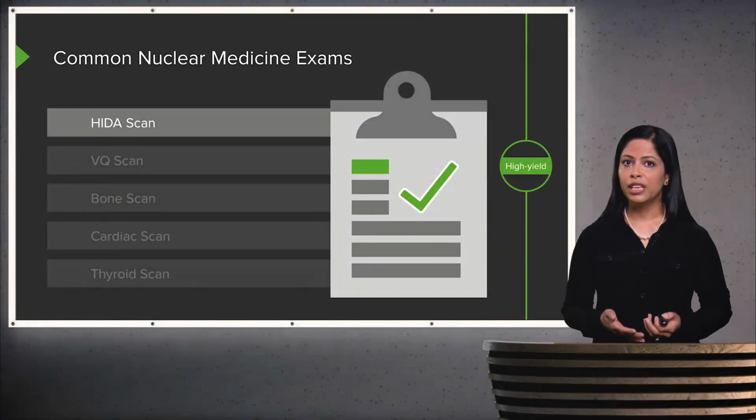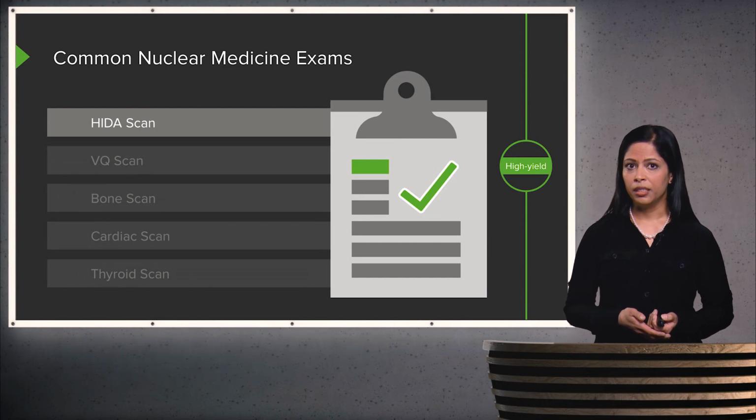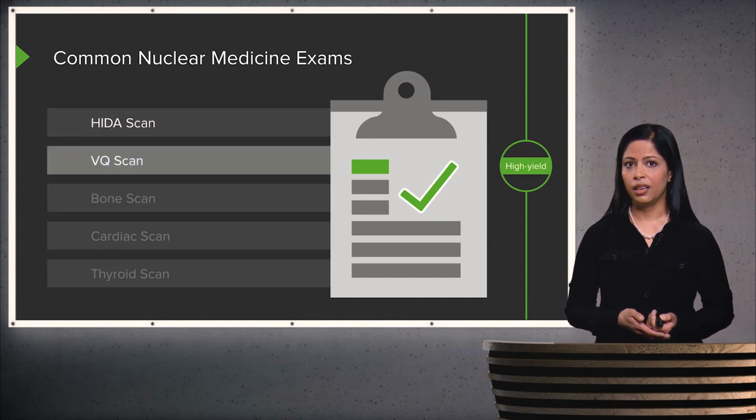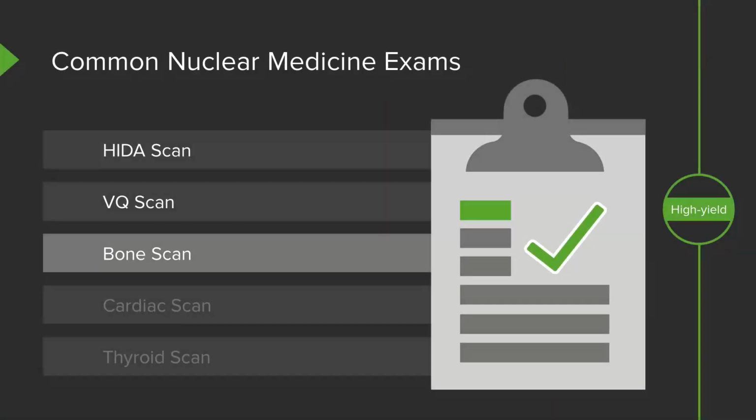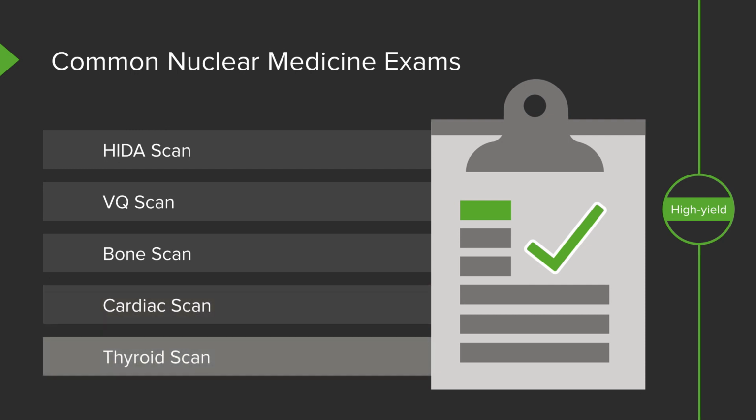So there are many different types of nuclear medicine examinations and many different uses of nuclear medicine in general. We're going to review some of the most common ones, and that includes a HIDA scan, a VQ scan, which is used for the lungs, a bone scan, a cardiac scan, which can be used for multiple purposes of heart imaging, and then a thyroid scan. So let's go into each of these in a little more detail.